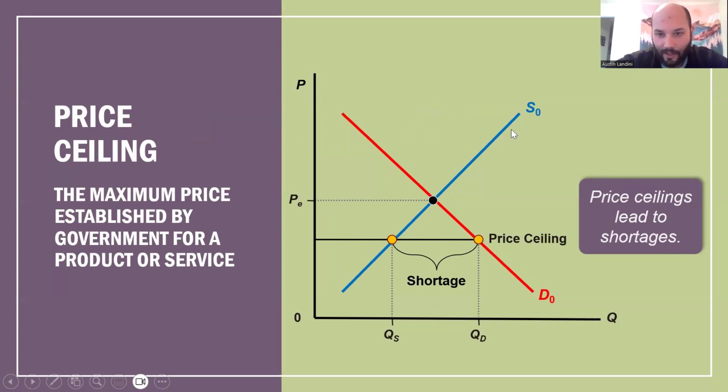What if the price ceiling was up here? If the price ceiling is somewhere above the equilibrium price, say the equilibrium price is 100, let's pick an easy number, and the government says the price can't go above 150, what's going to be the impact in the market? There isn't going to be any impact, because the price already isn't going above that.